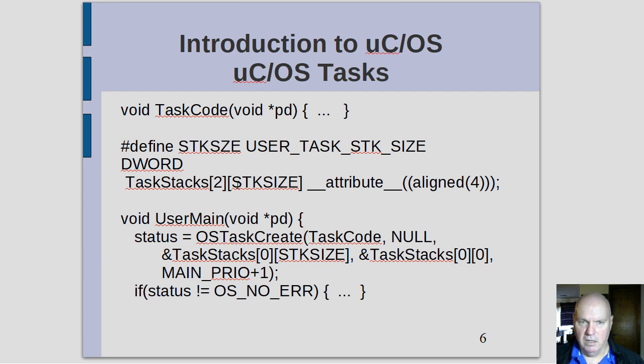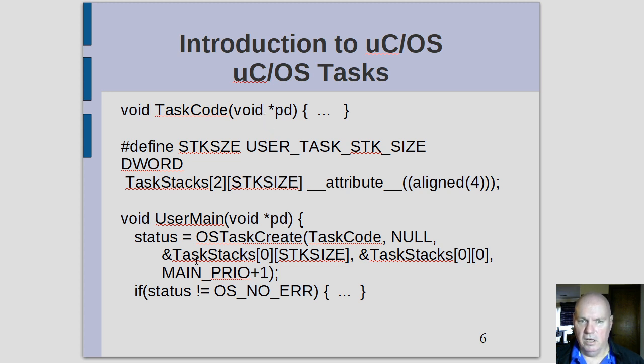I defined stack size here to be user task stack size, which is the recommended size. You could just put the user task stack size directly into this second dimension here. I just redefined it to be something shorter to save myself a little typing. And then notice I've got the aligned attribute. So in my user main now, to create and start this task, the first argument is the name of my task function. My second argument is null because I'm not actually passing an argument to the task.